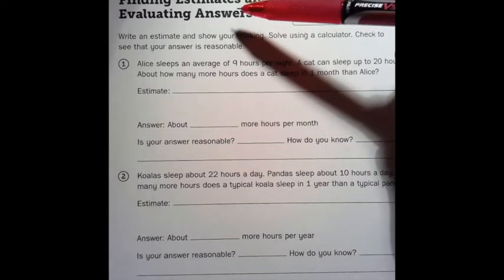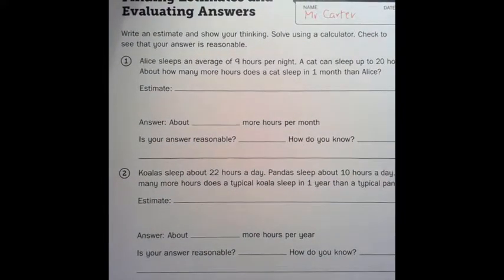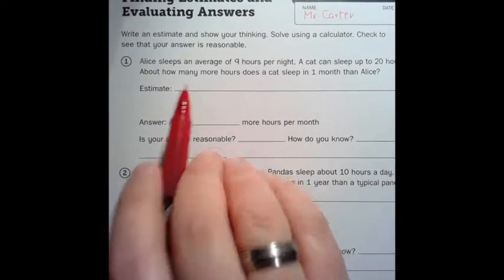All right, so we are finding estimates and evaluating answers. We're going to be looking at all these number stories and making estimates, and then we're going to solve using a calculator to check to see if our answer was reasonable.